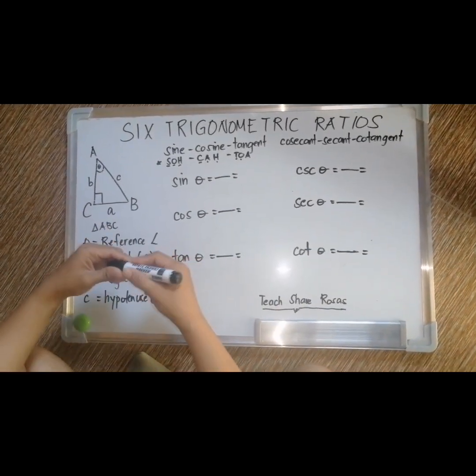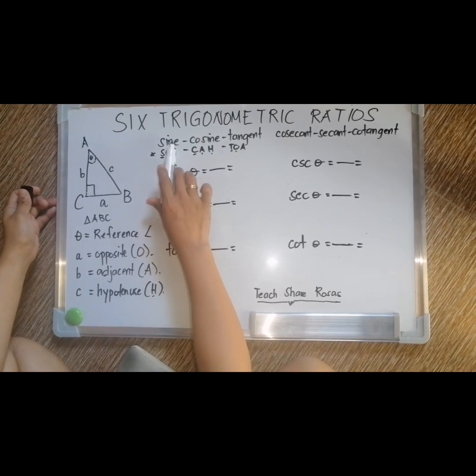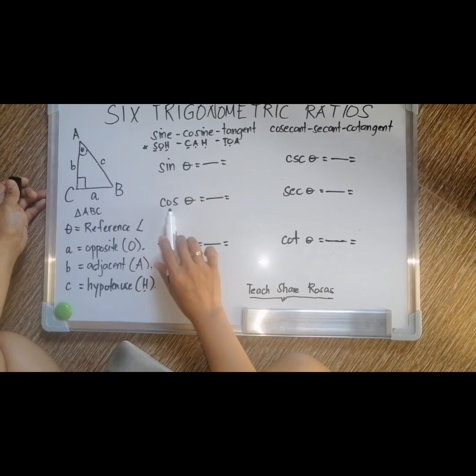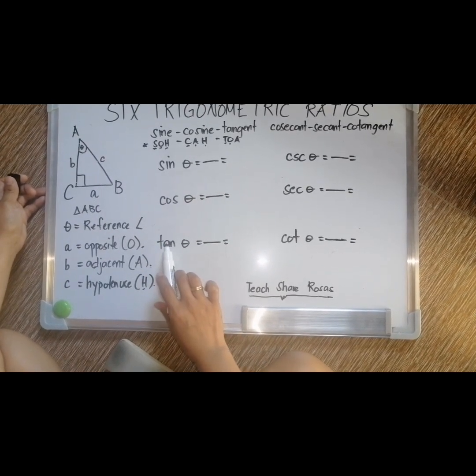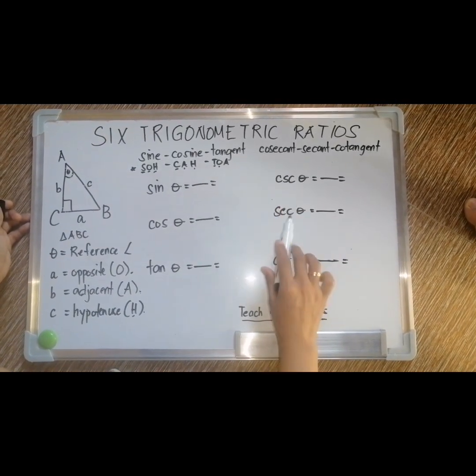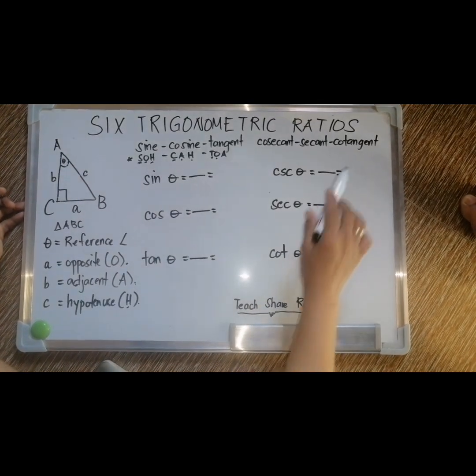Now, let's start with the sine. So, this is the abbreviation for sine, spelled as S-I-N. And this is cos for cosine and tan for tangent. This is for cosecant, so CSC, and secant for sec, and cot for cotangent.